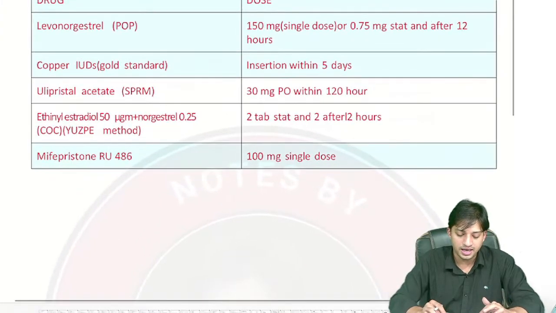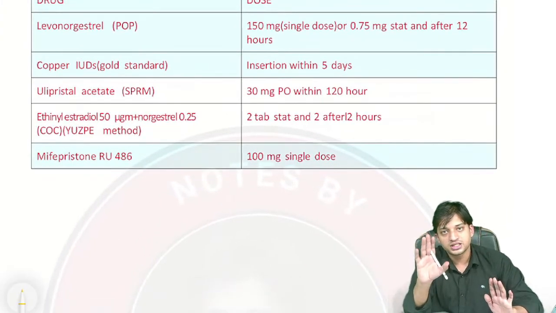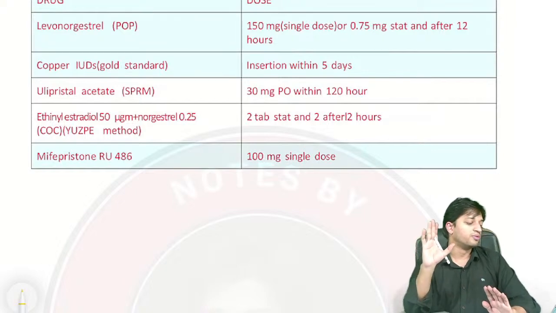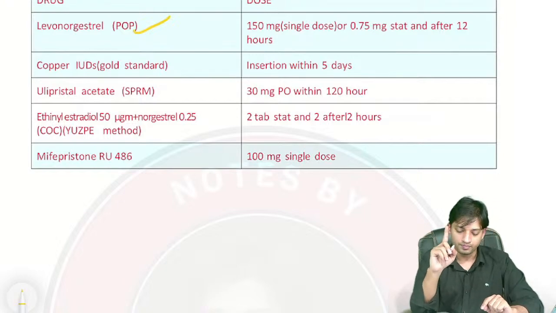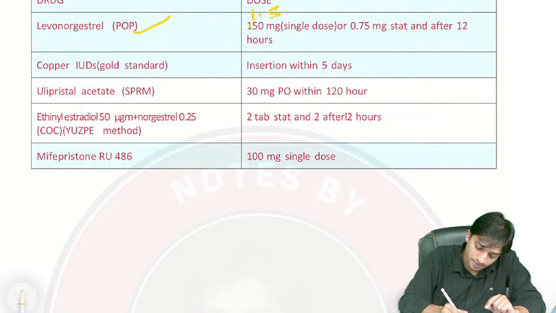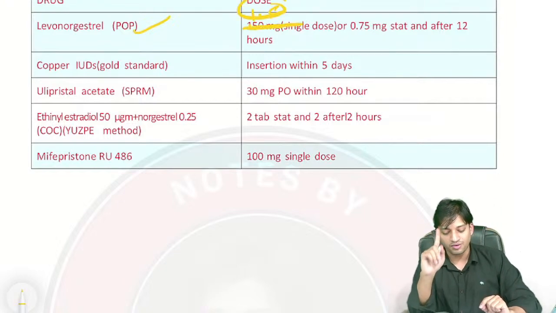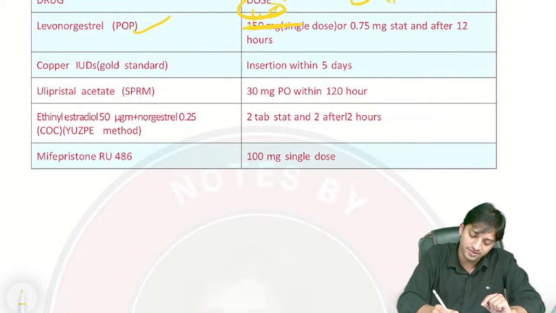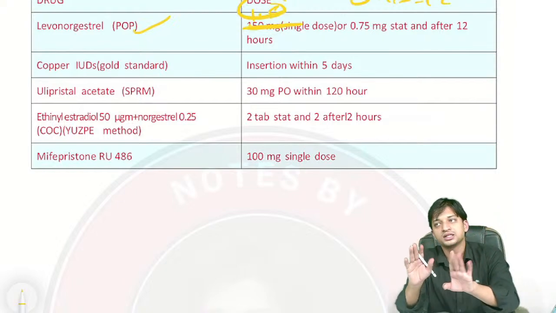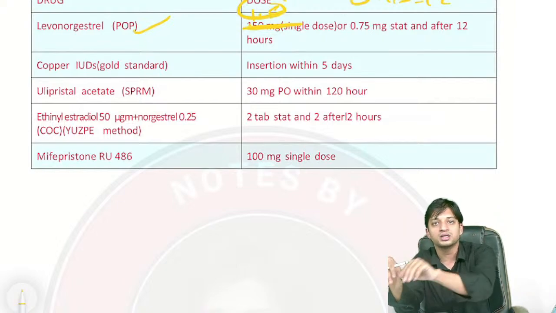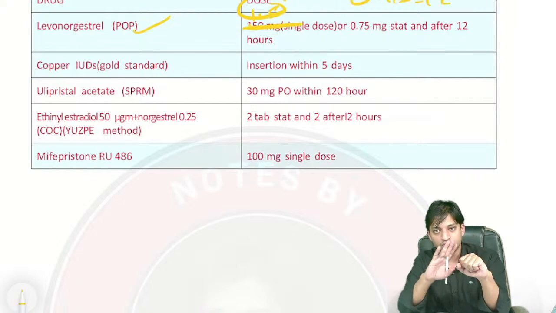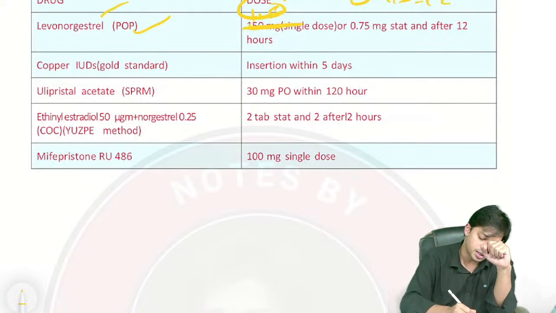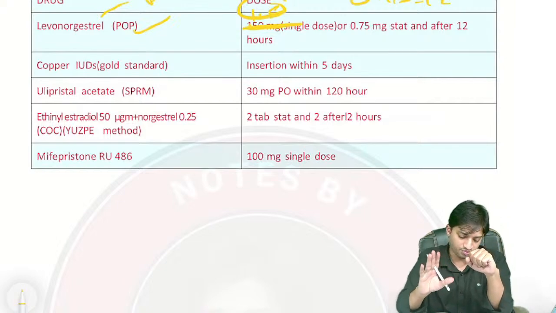Now just have a look at the emergency contraceptives. Emergency contraceptive, last slide, guys. We will be discussing it and we will be finishing it. Emergency contraceptives: levonorgestrel, you already know, 1.5 milligram dose. You give a single dose; nowadays you prefer that. Earlier you used to give 0.75 milligram 12 hours apart. Now one single dose of 1.5 milligram levonorgestrel is given. Drug of choice, generally the most preferred emergency contraceptive pill, right?